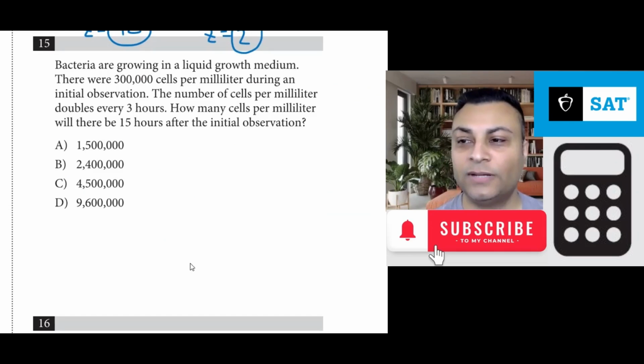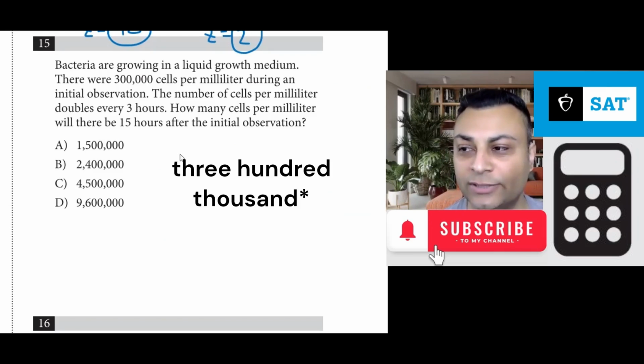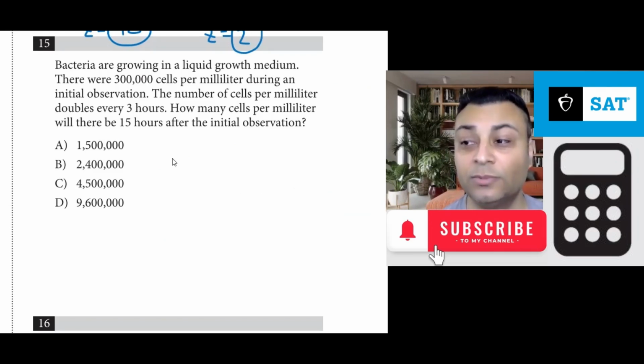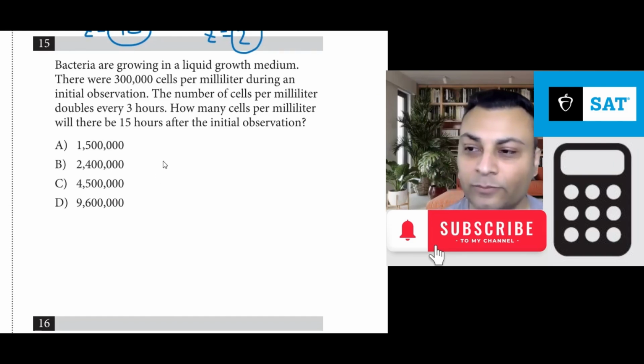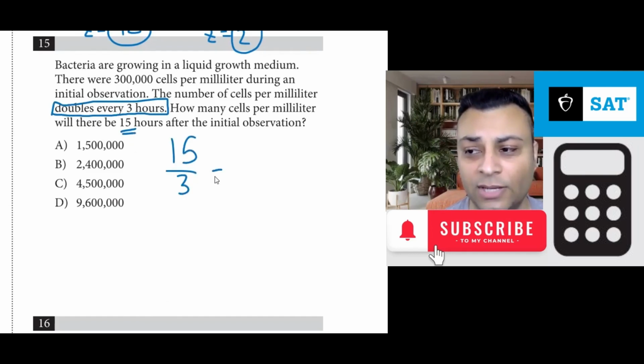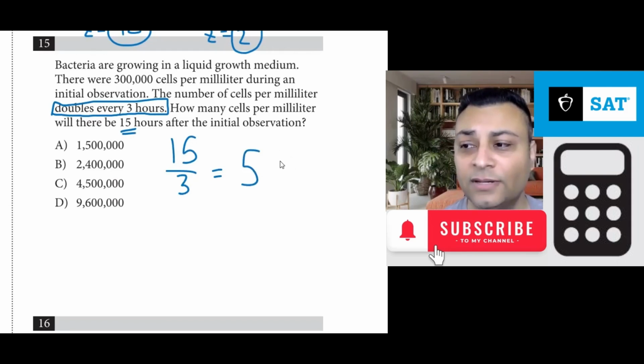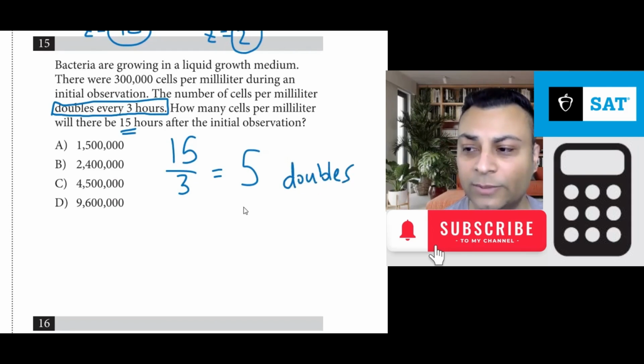Question 15. Bacteria are growing in a liquid growth medium. There were 30,000 cells per milliliter during an initial observation. The number of cells per milliliter doubles every 3 hours. How many cells per milliliter will there be 15 hours after the initial observation? Okay, it's going to double every 3 hours. Well, we have 15 hours to do. So we do 15 divided by 3, and you get 5. This is 5 rounds of doubling. 5 doubles will take place.